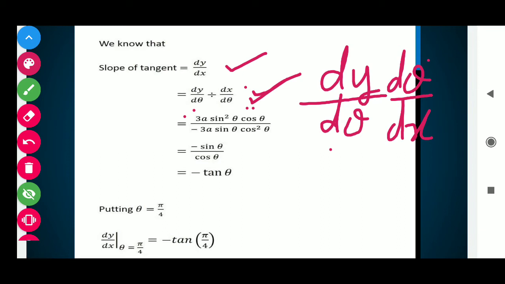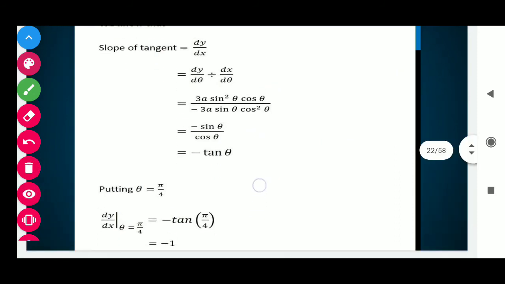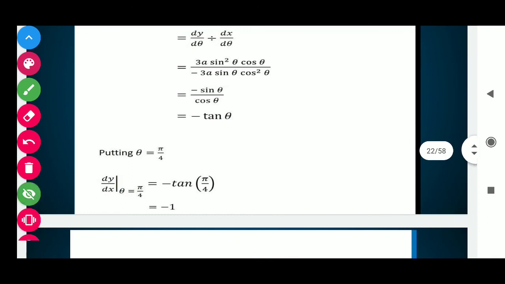So 3 and 3 cancel, a and a cancel out, sin squared theta and cos squared theta will cancel, and we will get minus sin theta over cos theta. In this way we get minus tan theta. Now put theta equals pi by 4, then we get dy over dx equals minus tan 45, and we know that tan 45 is 1, so it is minus 1.